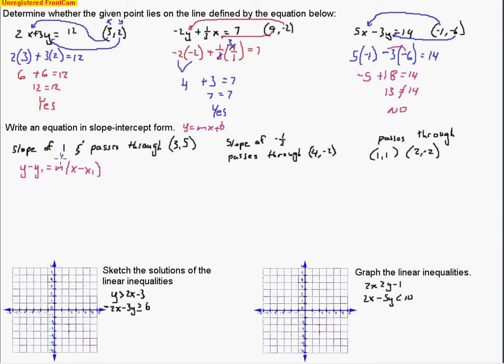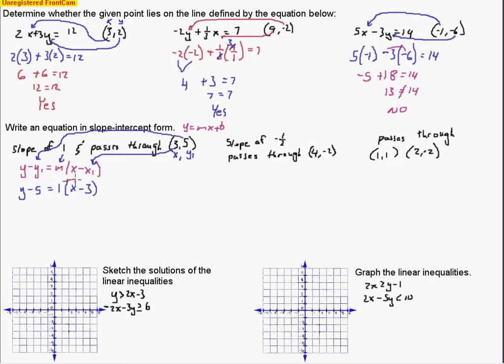So the 1 goes in for m. This 3 goes in for x1. Now you got to be careful. x1 is the last number in our equation here. And the 5 goes in for y1. So that goes all the way over here in the y1 spot. And so we go ahead and rewrite the equation with the y minus 5 equals the slope, which is 1, times x minus 3. So you go ahead and do the distributive property.